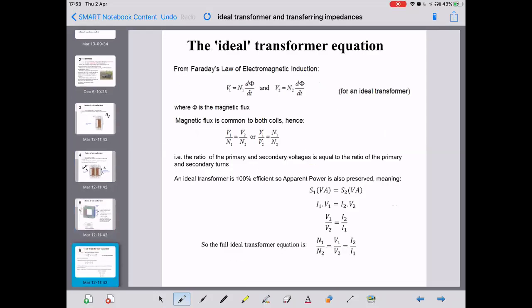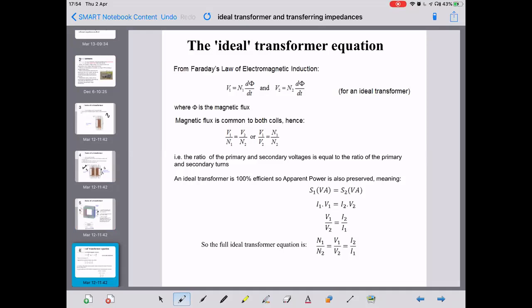Next page. Right. So, the ideal transformer equation. Most of you will have seen the ideal transformer equation before, but this is how and why it is what it is. So from Faraday's law of electromagnetic induction, the induced voltage in the primary coil is equal to N1 times d phi by dt. That Greek symbol there, phi, is the magnetic flux. So that expression there, d phi by dt, is the rate of change of flux. You multiply that by the number of turns to get your voltage. Equally, the induced voltage in the secondary coil is the number of turns on that coil times the rate of change of flux.